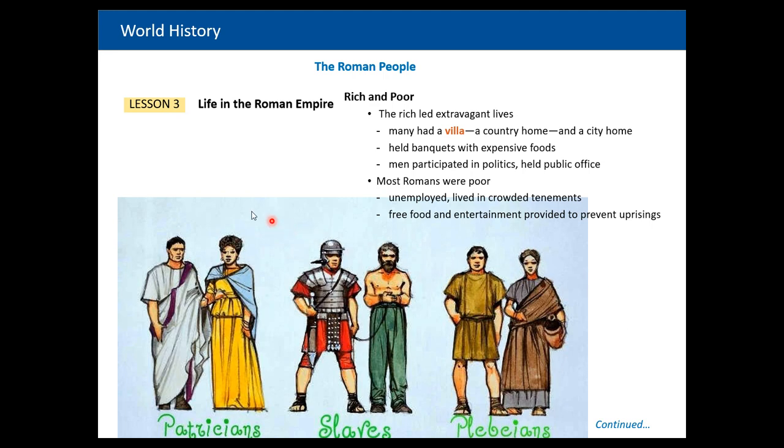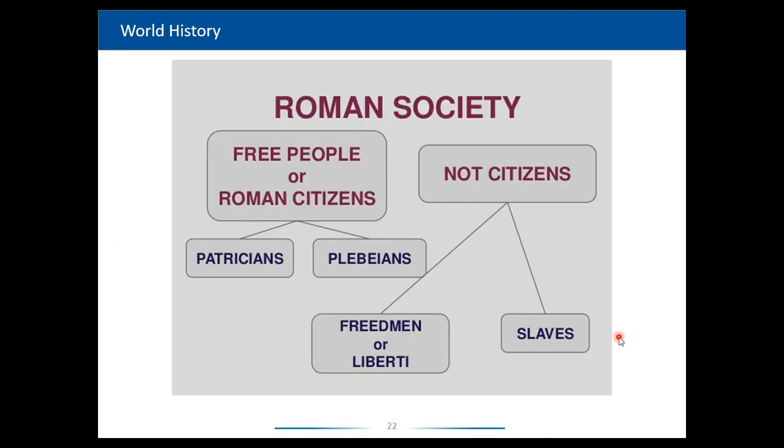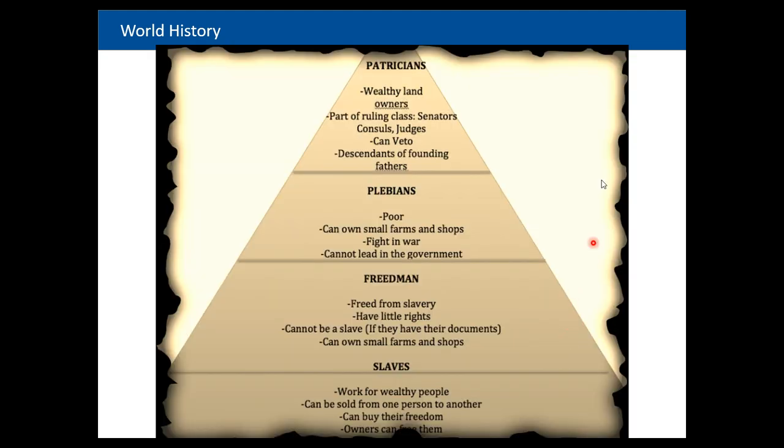So you see the patricians here, the slaves with the bondages. This is the military. And then you see the plebeians. Roman society. So you have free people or Roman citizens. These are the patricians and the plebeians. You have non citizens, which are the freedmen or the slaves. The patricians, again, were wealthy landowners, part of the ruling class, including senators, consuls, judges. They could veto the laws, and they were the descendants of founding fathers.